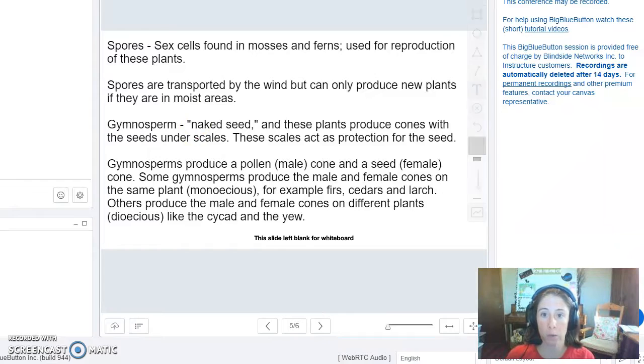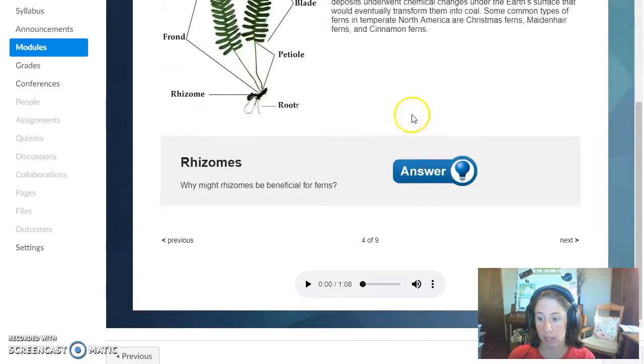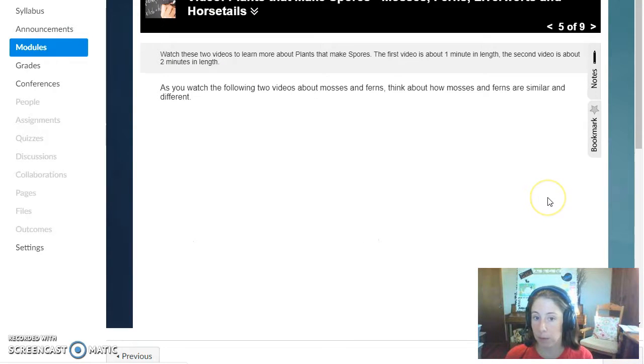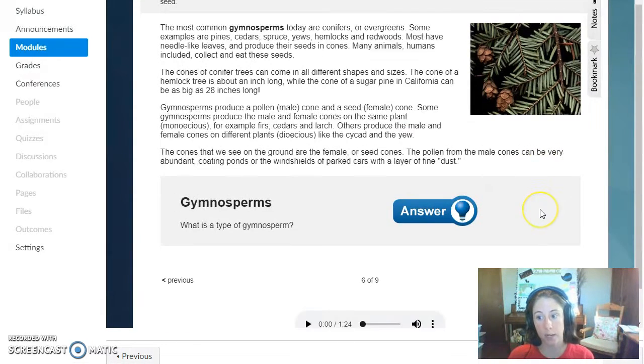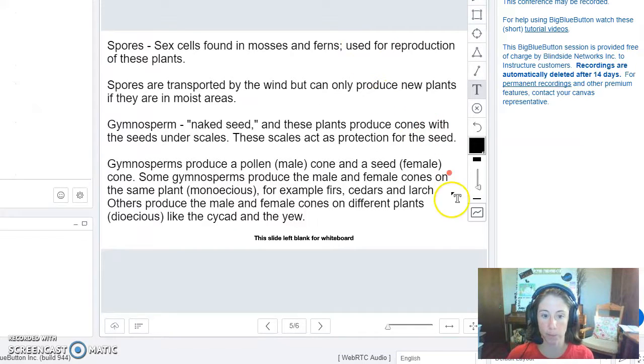Now, moving on, we're going to talk about our gymnosperms, and you all again are probably very familiar with gymnosperms. What I'm talking about with gymnosperms is our cone producing plants. So if you all are familiar with pine trees, our evergreen trees that produce cones, if you all have to pick up pine cones out of your yard, this is what we're talking about. Gymnosperm just means naked seed.